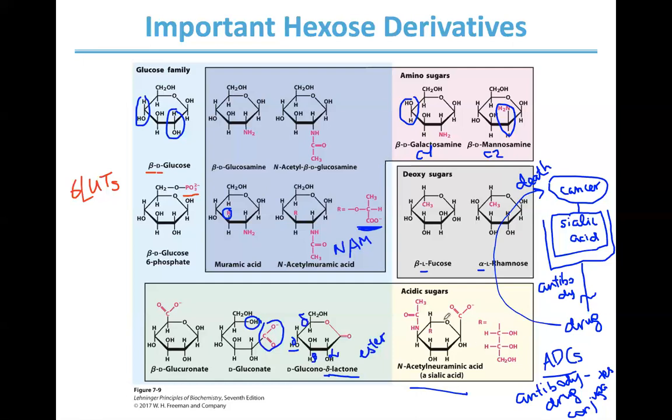Any questions? So this is again a monosaccharide, which serves as a marker on the cell surface and is particularly overexpressed, which means present in large amounts on the surface of cancer cells. Okay. Questions? All right.